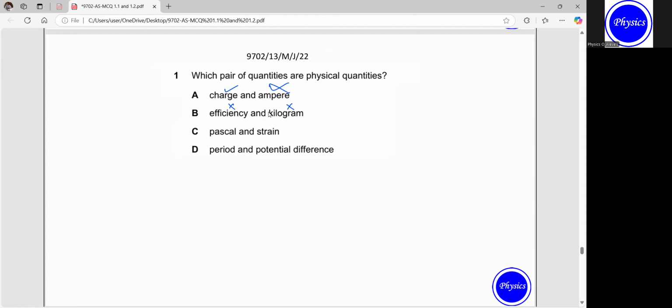Then pascal for pressure, okay, it is a unit. It is not a physical quantity. Strain is a physical quantity. Period is a physical quantity. Potential difference is a physical quantity. So option D.